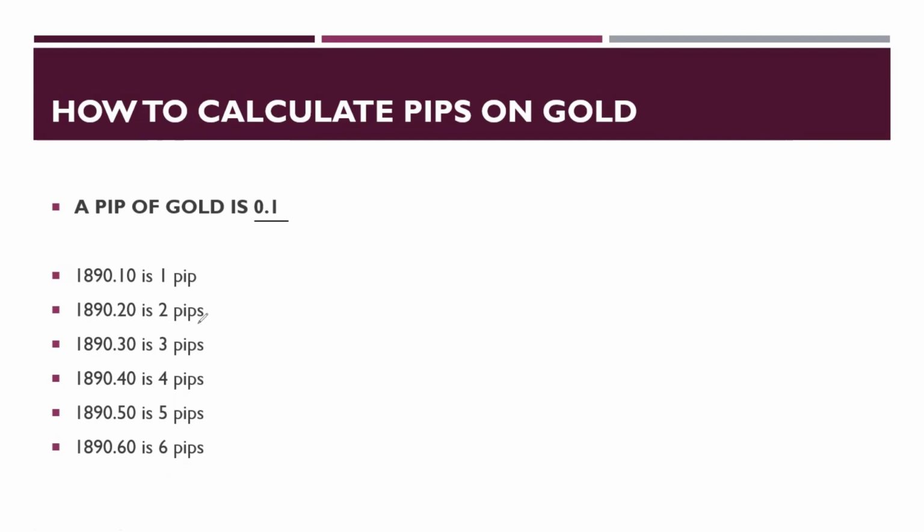1890.20 is what? 2 pips. 1890.30 is 3 pips. 1890.40 is 4 pips. All right, now 1890.50 is what? 5 pips. And then 1890.60 is what? 6 pips. Very simple at this point. All right, so let's move on.